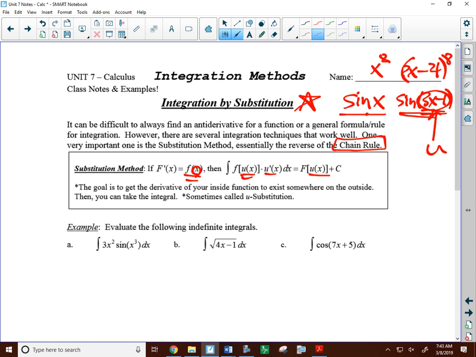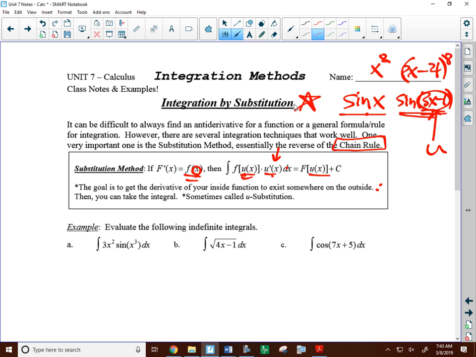And right here is the key. If you can get whatever you chose for u, if you can get the derivative, u prime, right there on the outside, multiplied, then you can essentially just go backwards in the chain rule, and you can do the antiderivative. I think I said that here: to get the inside function's derivative to exist somewhere on the outside.